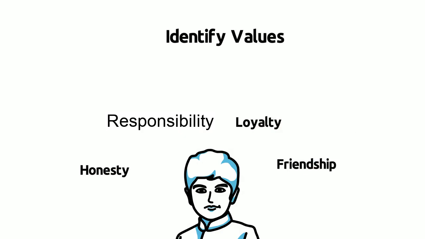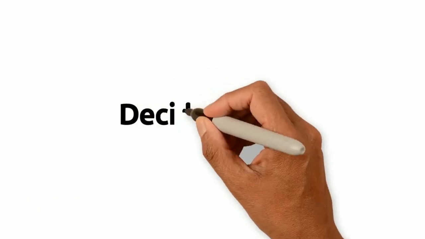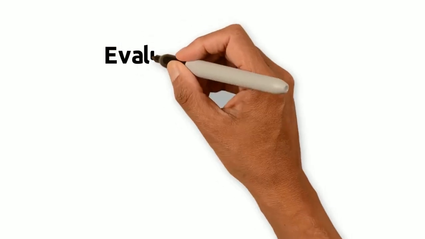Now, Robert is ready for the next step, to decide and act. He chooses to take responsibility for his grade and not cheat, but out of loyalty to his friend, he does not report him. Finally, Robert should evaluate the results.